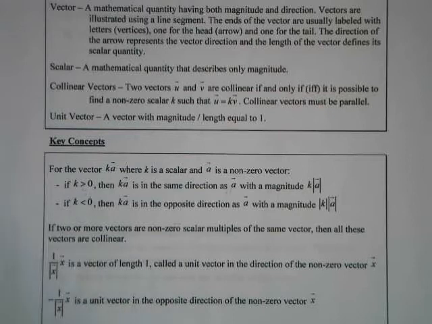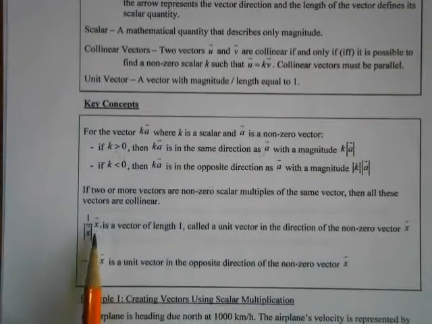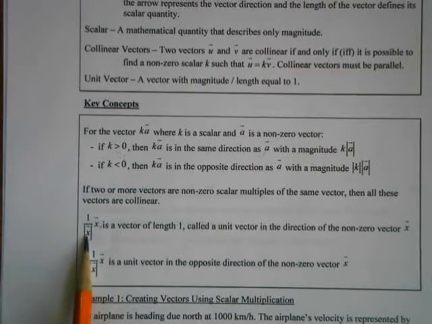If two or more vectors are non-zero scalar multiples of the same vector, then all these vectors are collinear, so parallel and collinear. Now, in order to get a unit vector, I know this looks a little confusing, but it's basically taking the vector x and dividing it by its own magnitude. So 1 over the magnitude of x times x means dividing x by its own magnitude. The result will be a magnitude of 1, and we call this the unit vector.